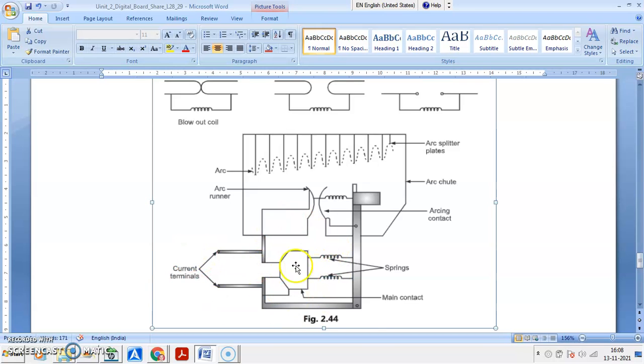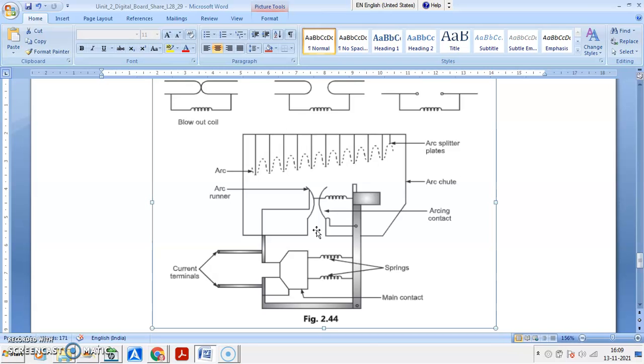If you see the construction of the air brake circuit breaker, these are current terminals. This is the spring mechanism. This is the main contact, and this is the arcing contact. So in this particular circuit breaker, the main contacts are closed in normal operating condition, and the arcing contacts are open.